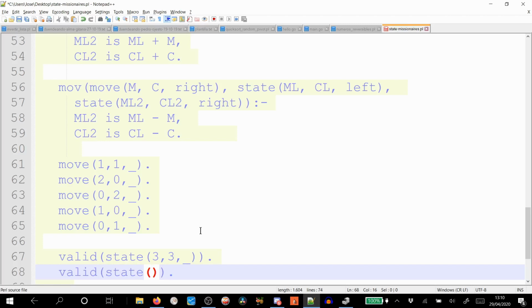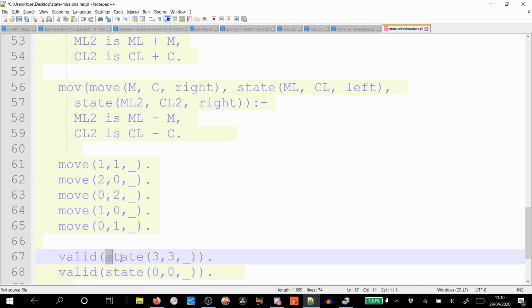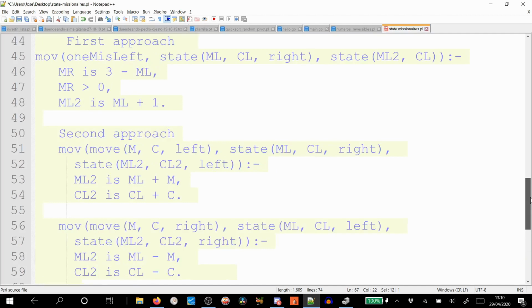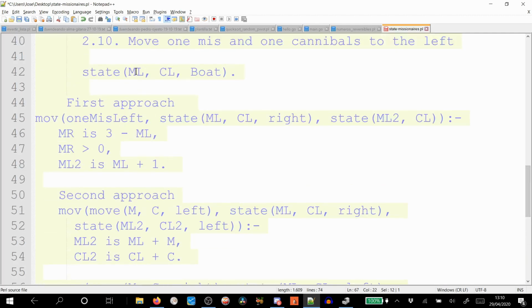But in the first case, the valid state is 3 3 on the right side, because the left side is impossible. Sorry, in the first valid state. Yeah, it's 3 3 on the right side, because the left side is impossible. Oh, the state, we're representing the state only with missionaries on the left side. We have to calculate the right side.